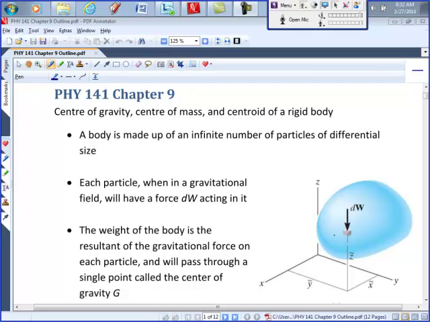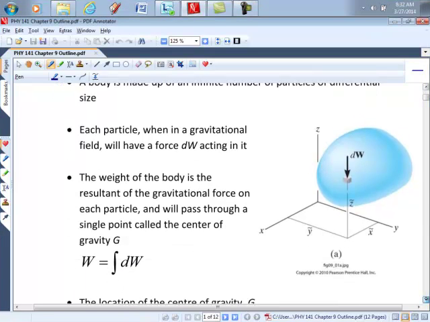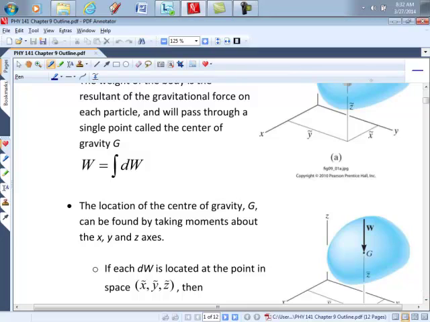The weight of the body then is the resultant of the gravitational force on each particle and will pass through a single point called the center of gravity G. So G is shown on the next diagram, where all of those little dWs are replaced by a single force W through the center of gravity G. The location of the center of gravity can be found by taking moments about the x, y, and z axes.